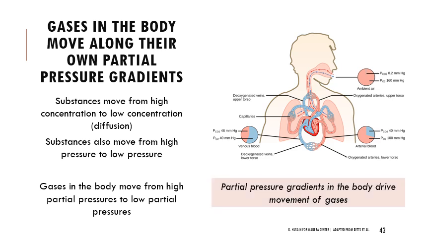So in general, we say that those pressure gradients, those partial pressure gradients in the body drive the movement of gases between different systems, so between the blood and the lungs and between the blood and body tissue.